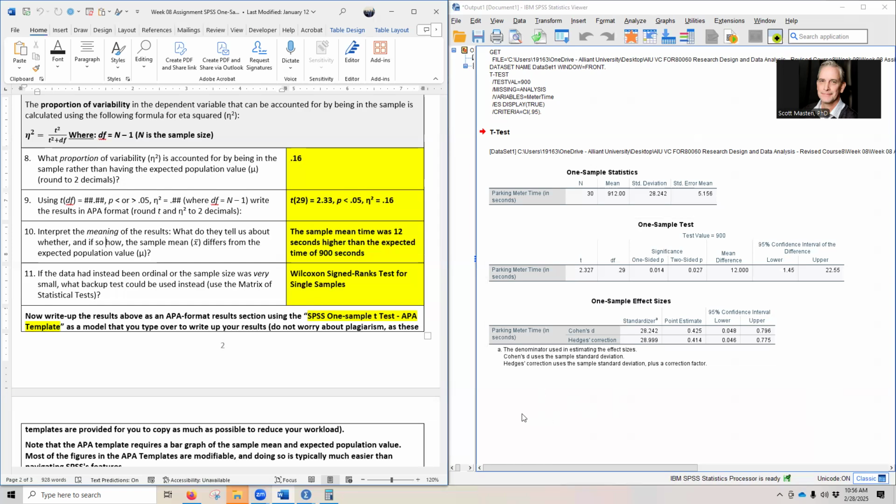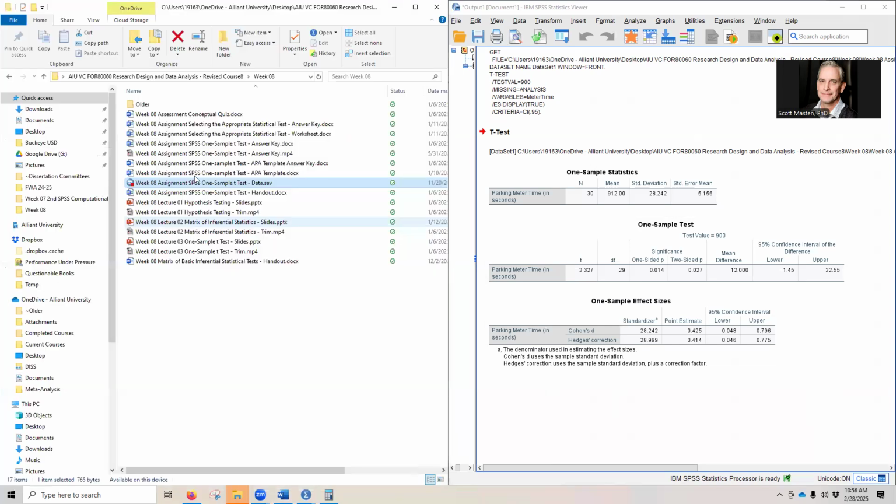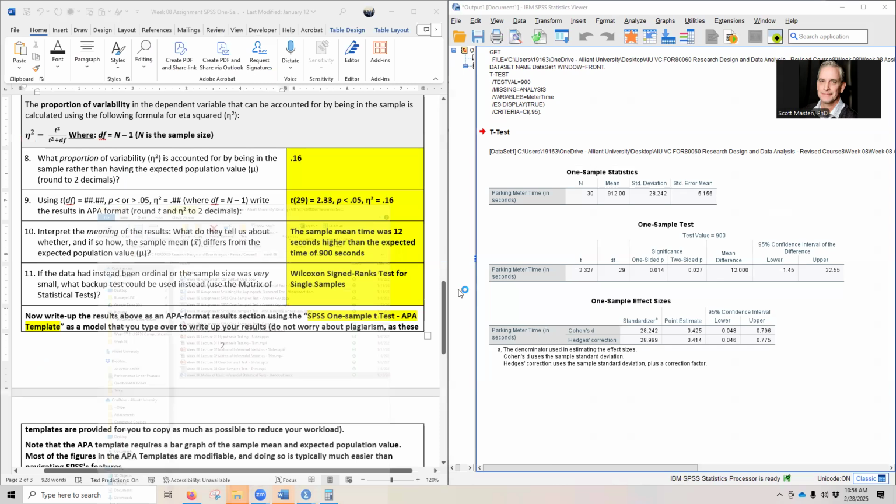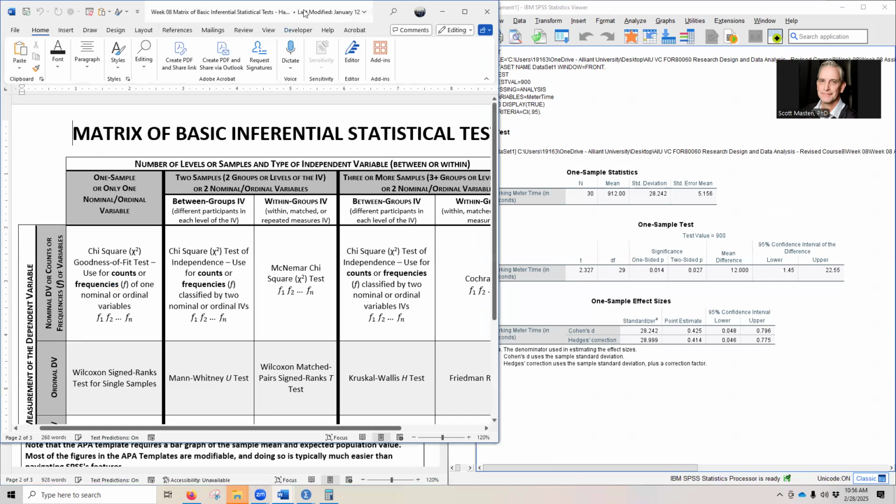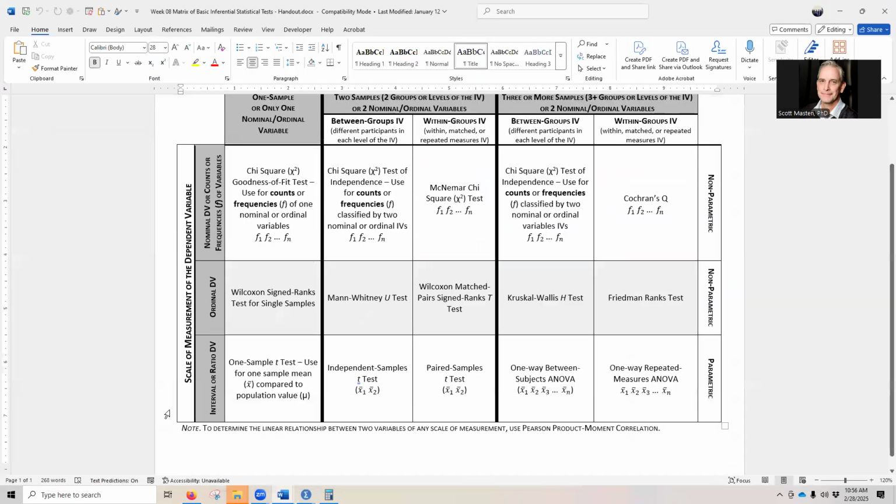So final question: if the data had been ordinal or the sample size was very small, I'm basically asking you what is the backup test? To do this, you want to pull up your matrix of statistical tests, which of course I did not pull up. So let me get our matrix pulled up real quick. There we go. So pull up the matrix of tests, and I'm asking you, what is the weed whacker backup test for one sample T? To answer this question, here's one sample T in the matrix.